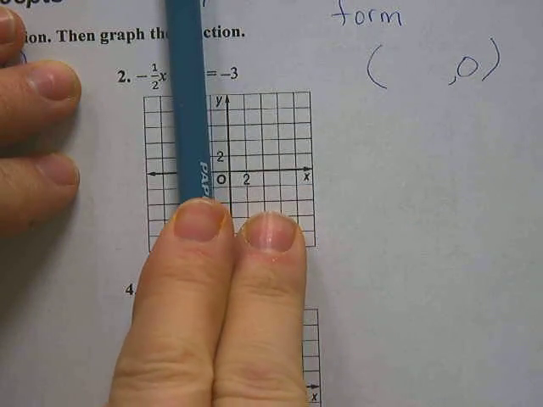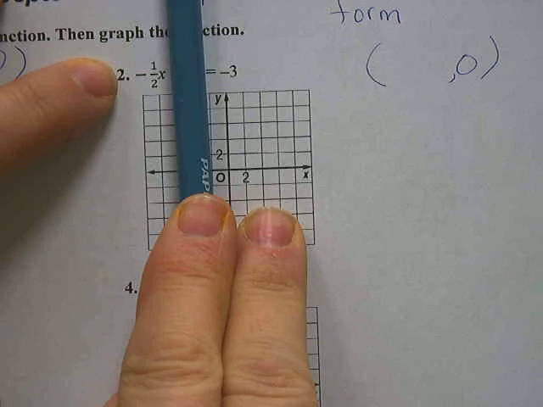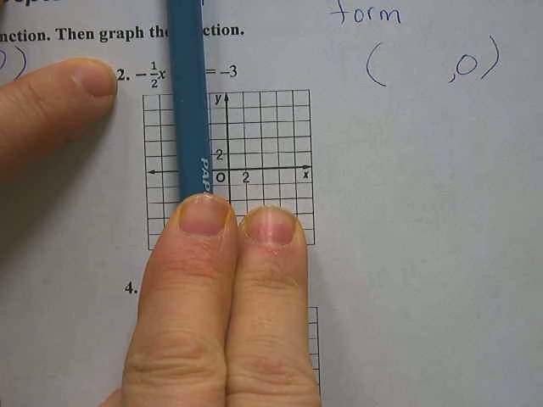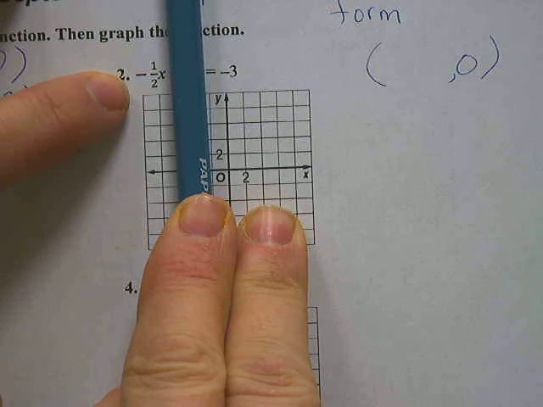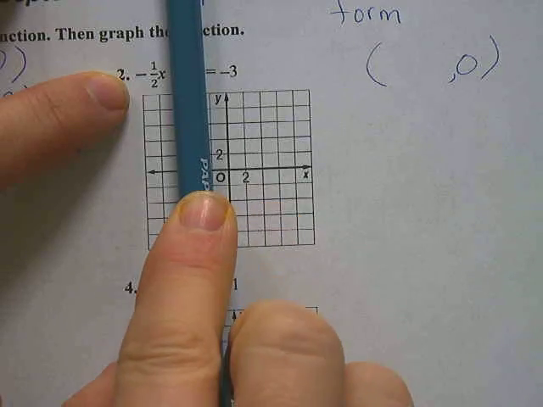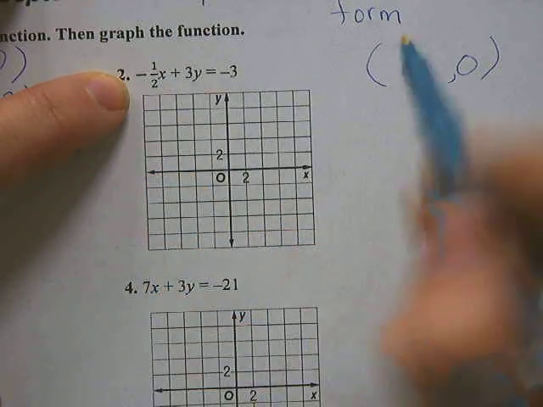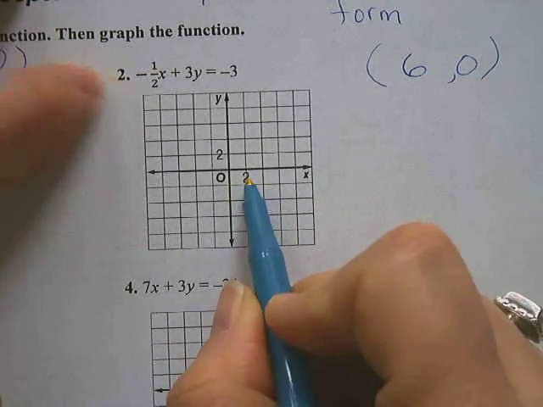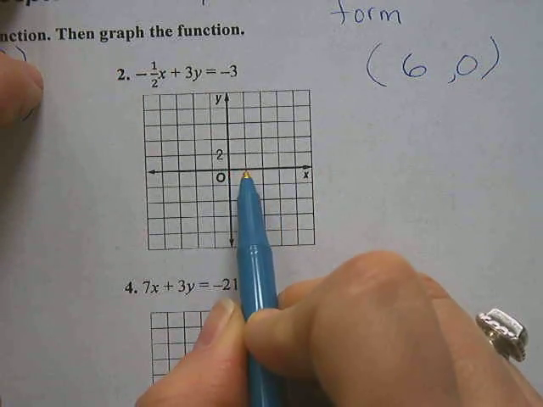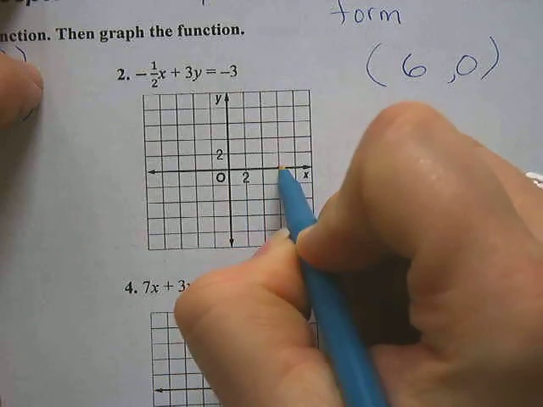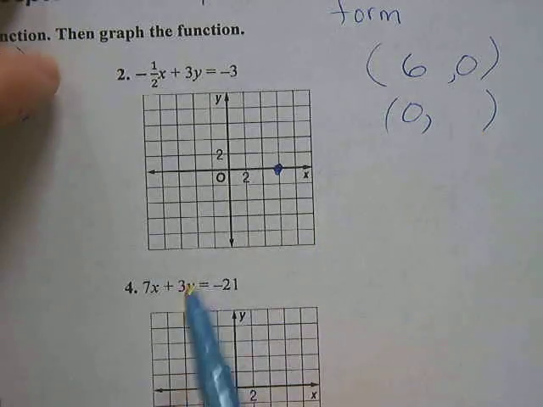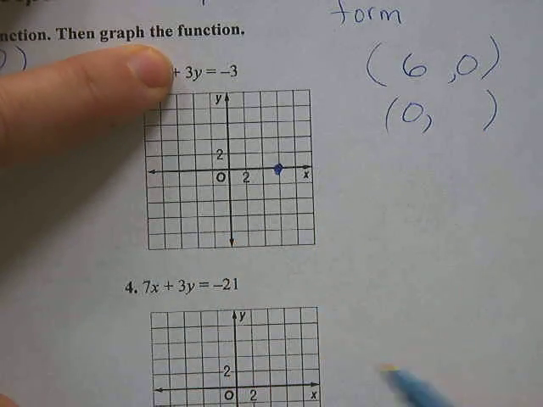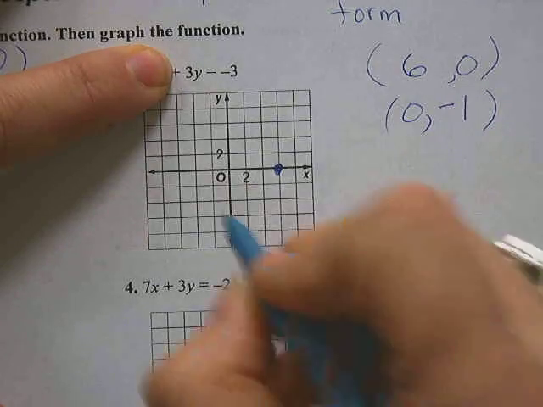Okay, let's jump to this one. Let's use the cover-up method. So we're going to let y be 0, and we're going to cover up this term. So now we have to think, negative 1/2 of what number gives us negative 3? So I know that half of 6 is 3. So negative 1/2 times positive 6 is going to be negative 3. So I know that this is going to be (6, 0). And notice the scales here, they went by 2. So 2, 4, this would be (6, 0).